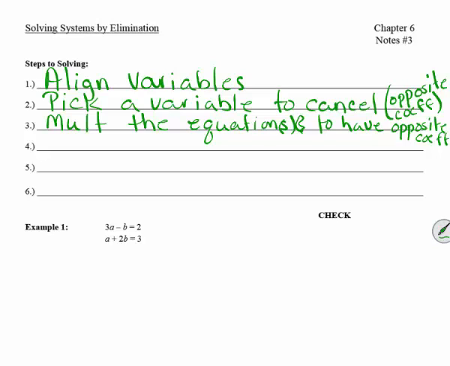All right, then you're going to add the new equations. You're going to solve for whatever variable you have left, and then you're going to substitute for the other variable.